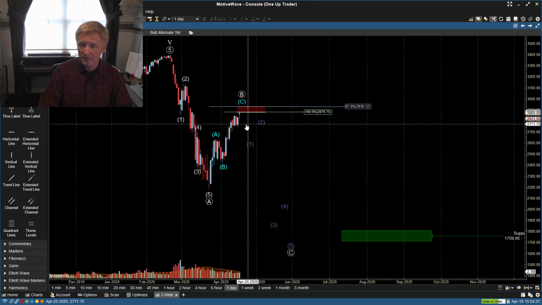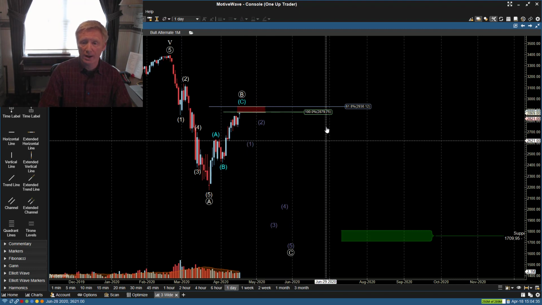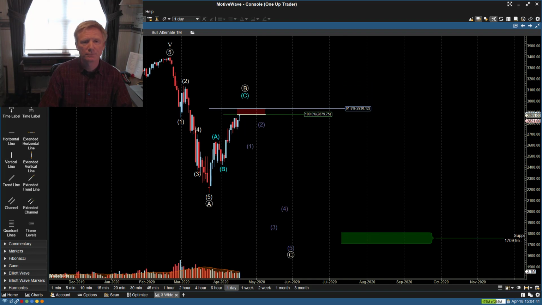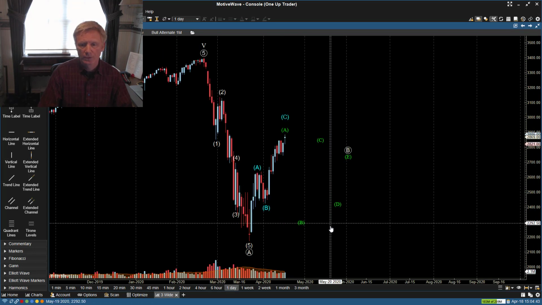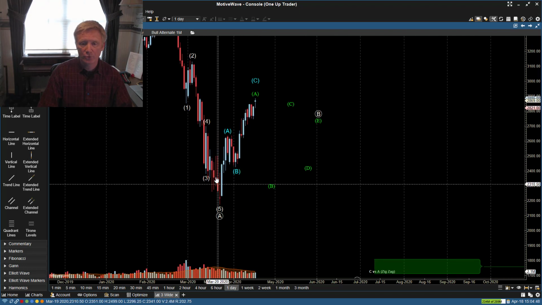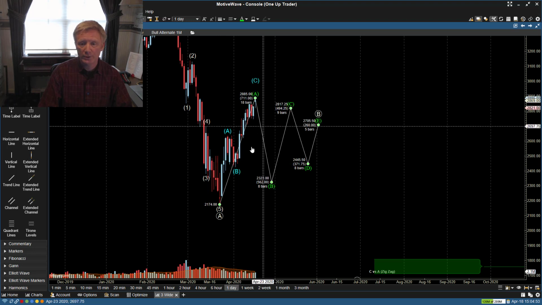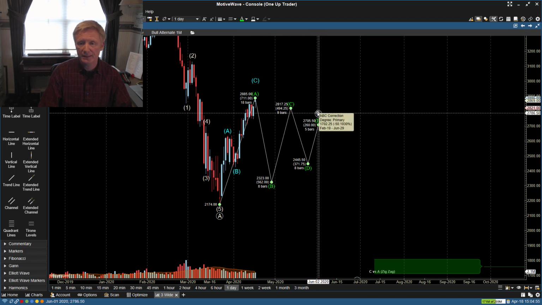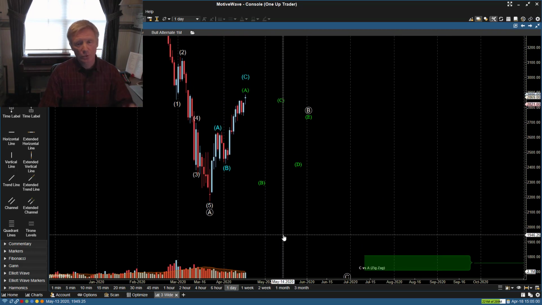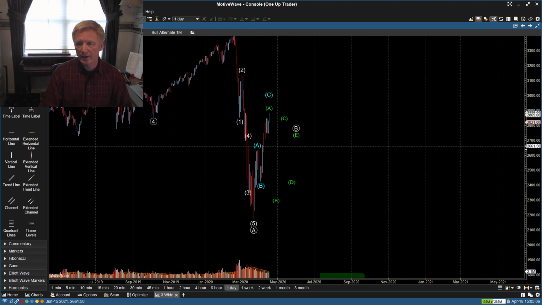Another way to look at this is that this B wave would actually be a triangle and come way over here. So let's take a look at that real quick. So here's your A, and your B wave would be made up of 3 waves, A, B, C for A, 3 waves down for B, C, D, E. Then you would have your C wave down. So that's just another way that it could work out. So there's a couple other ways to look at this.